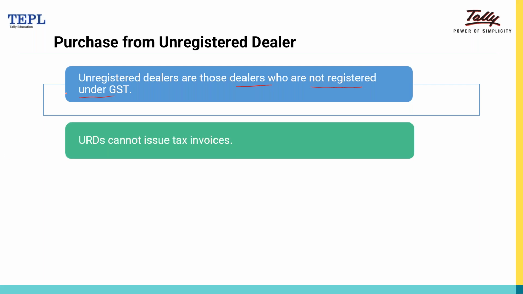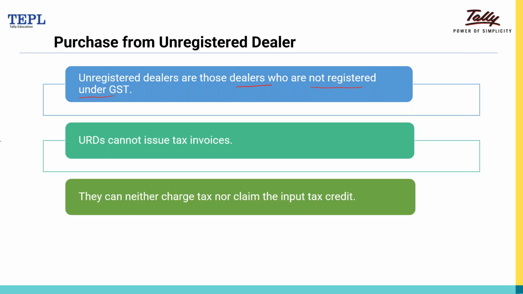If you are an unregistered dealer (URD), you cannot issue a tax invoice. They can neither charge tax nor claim input tax credit. So you cannot charge any tax or take any input tax credit. Okay.